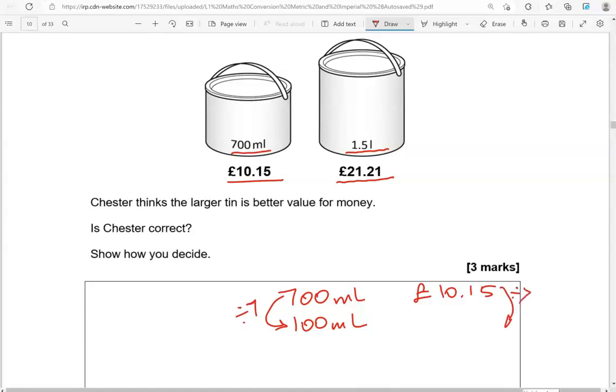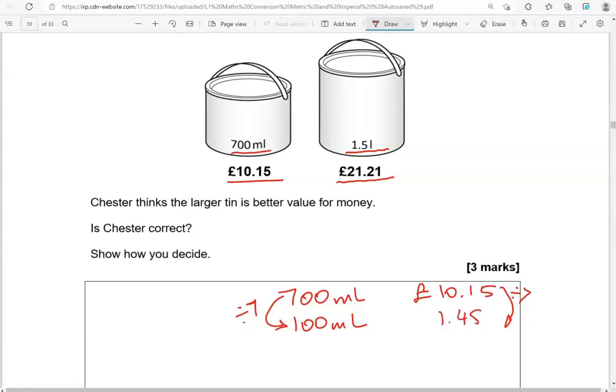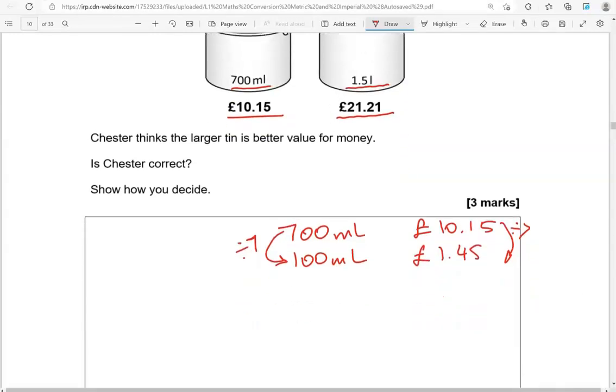So £10.15 divided by 7 gives us 1.45. So £1.45. With a larger tin, we get 1.5 litres, which is 1,500 millilitres, for £21.21.